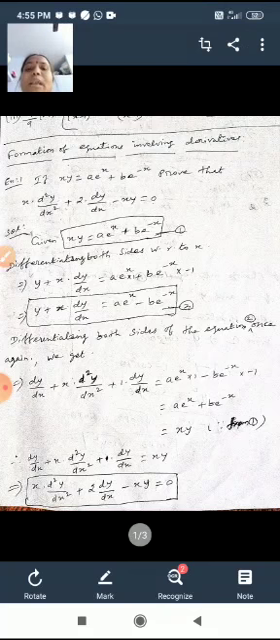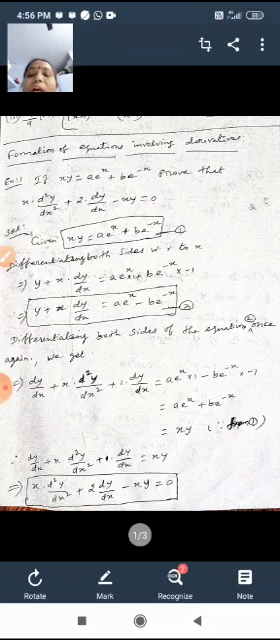Given equation is xy = a e^x + b e^(-x). Then we have to differentiate this equation to form x d²y/dx² + 2 dy/dx - xy = 0. Solution. Given equation is xy = a e^x + b e^(-x). We take this as equation 1. Then we differentiate both sides with respect to x in equation 1.